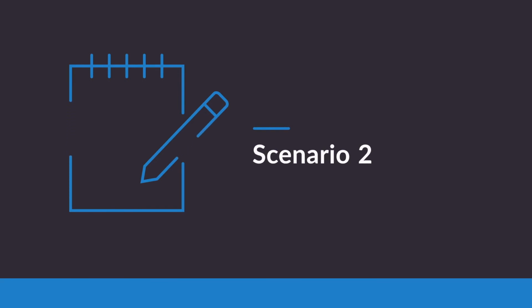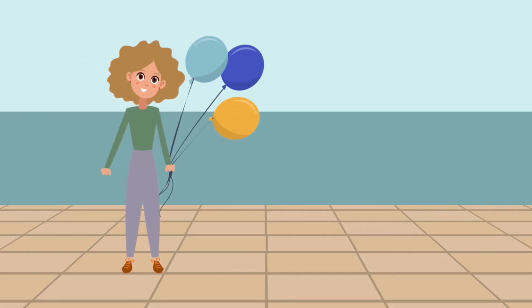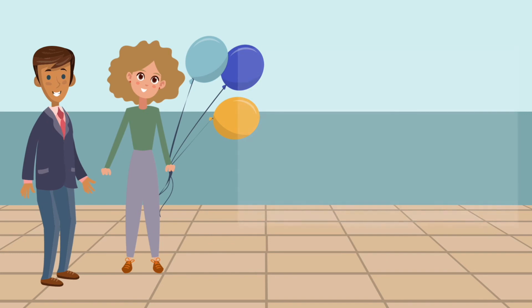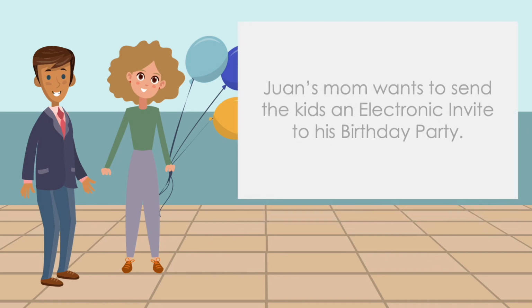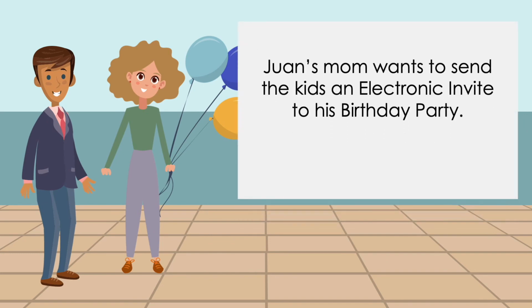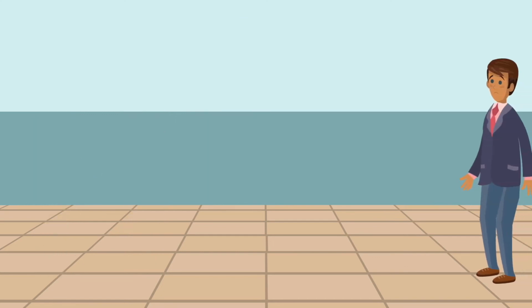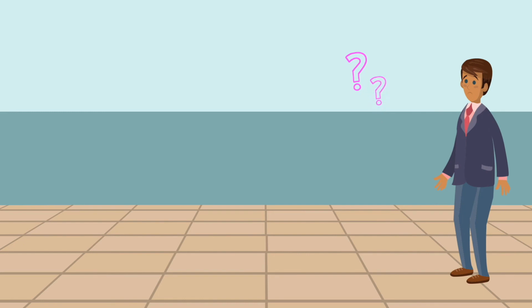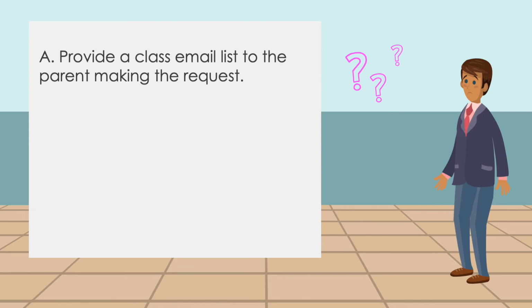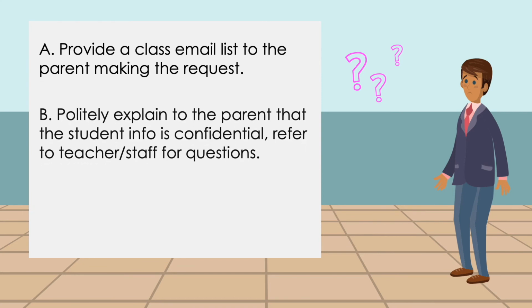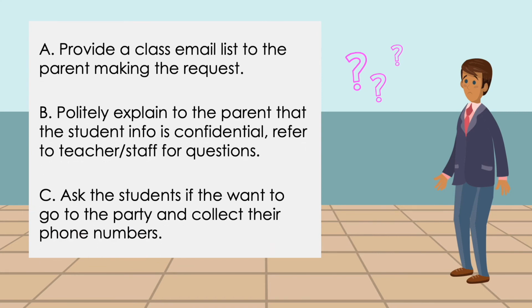Scenario 2. Juan's mom wants to send all the kids in his class an electronic invitation to his birthday party. She asks the paraeducator for a list of all parents' email addresses. How do you think the paraeducator should respond? Would you provide a class email list to the parent making the request? Politely explain to the parent that student information is confidential and refer to the teacher or office staff if there are further questions. Or ask students if they want to go to the party and then collect their phone numbers.